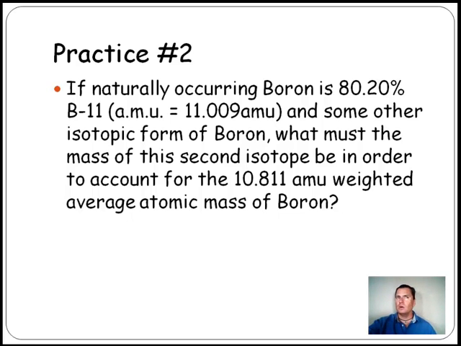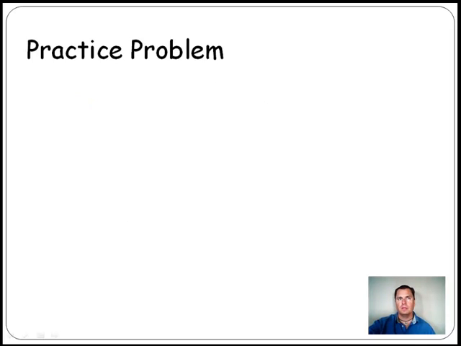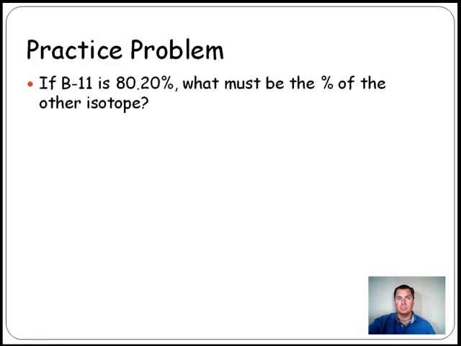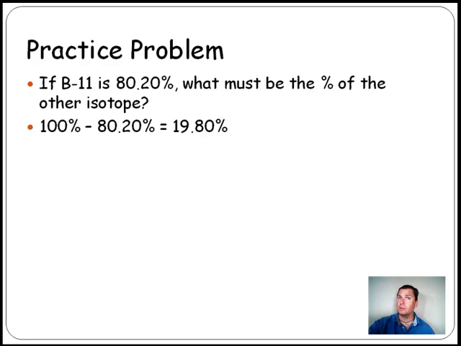Okay, first thing, we know the percent of boron 11. We need to figure out what's the percent of the second isotope. Well, we know percentages add up to 100. So do a little subtraction. Take 100 minus 80.2 and you get 19.8. That's the percentage of our second isotope. So now that we know that, we can set up our problem. What we're trying to solve for, our variable, is the mass.